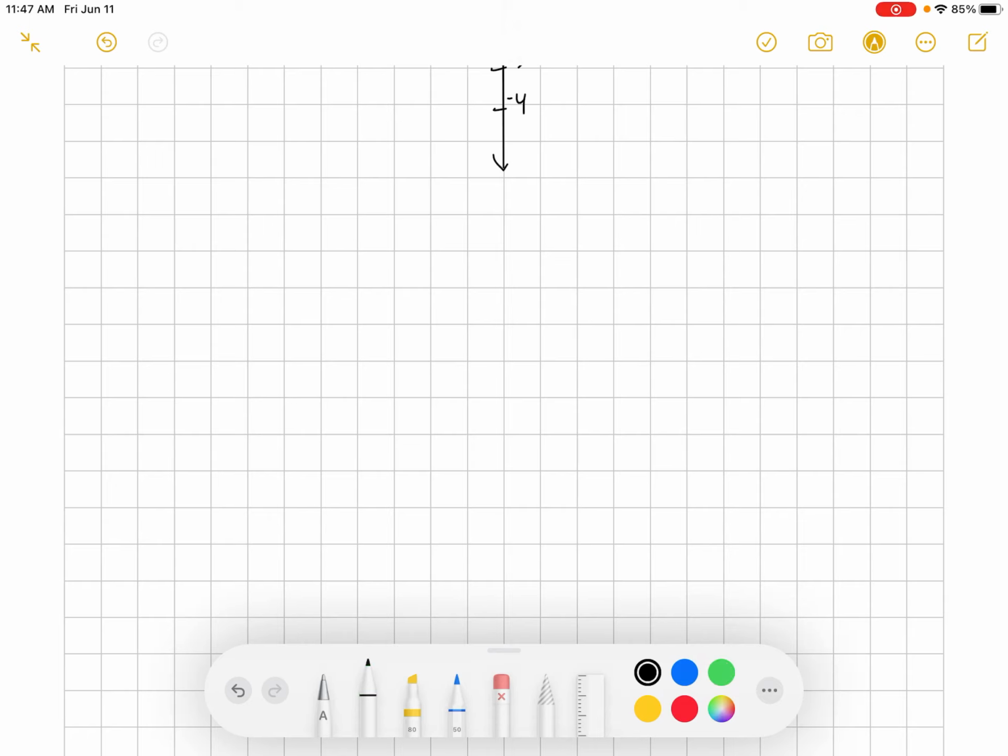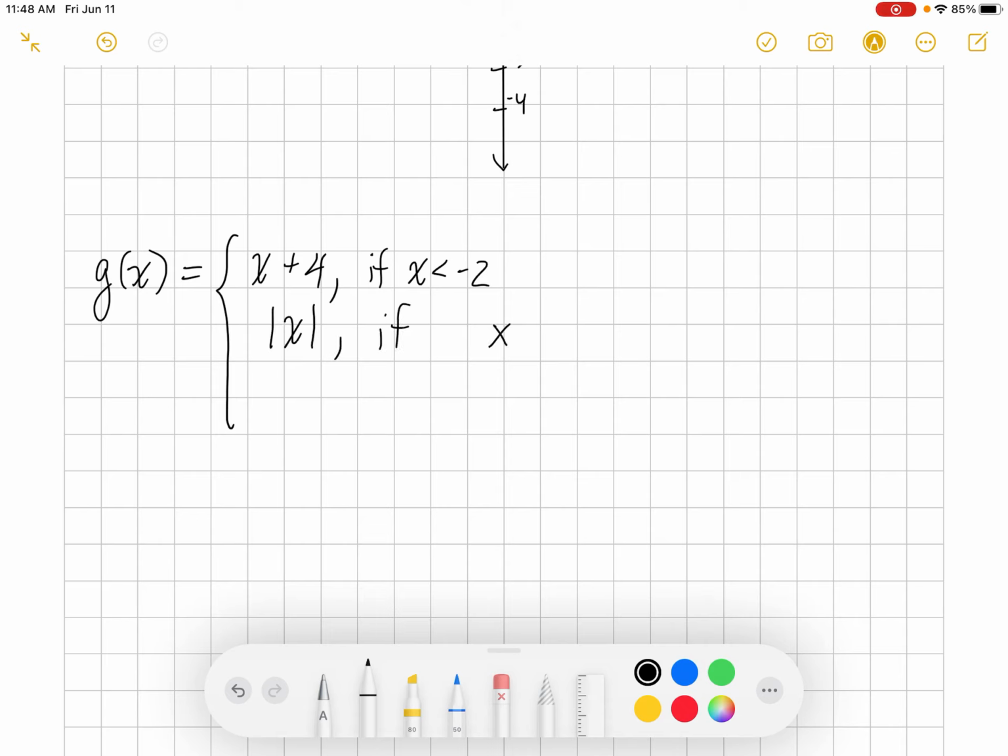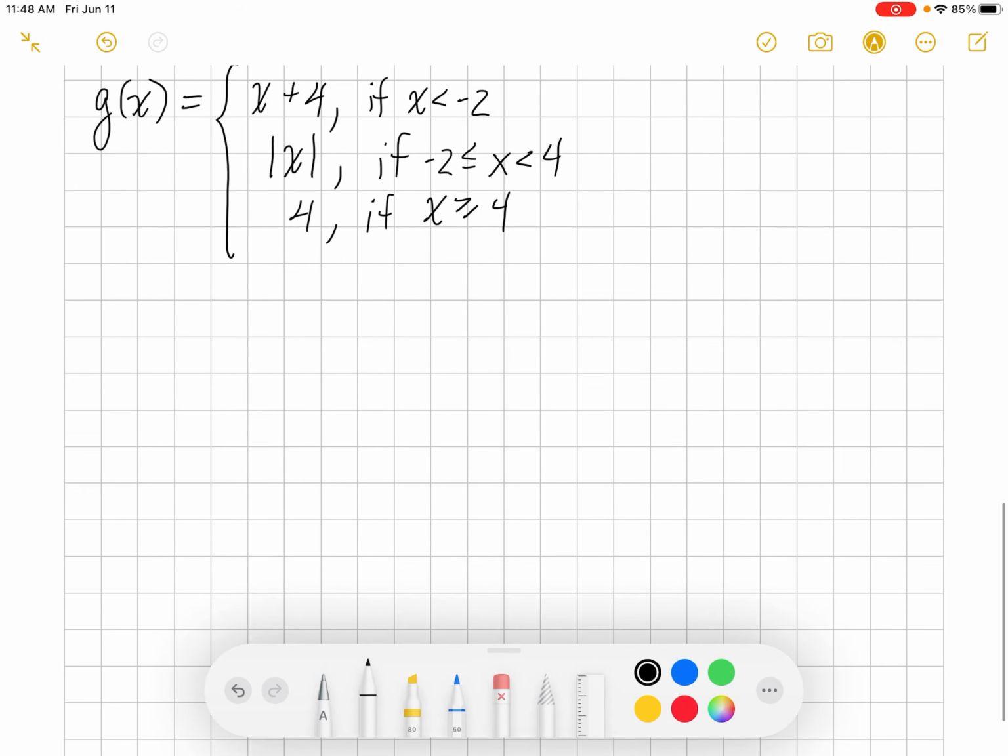All right, let's look at another function. That's piecewise. Let's call this one g of x. This is going to have three pieces. X plus 4 if x is less than negative 2. The absolute value of x if x is greater than or equal to minus 2. And if x is less than 4. And 4, if x is greater than or equal to 4.